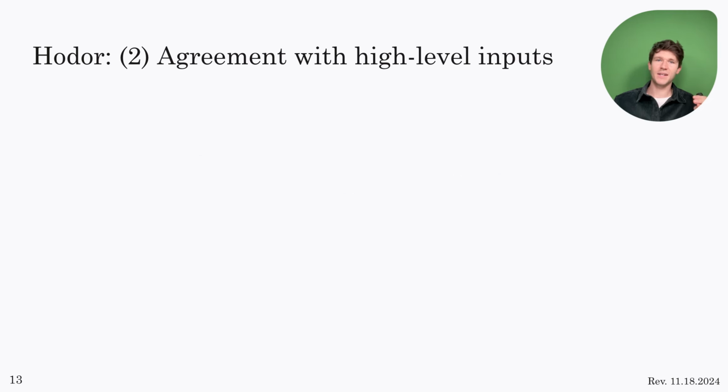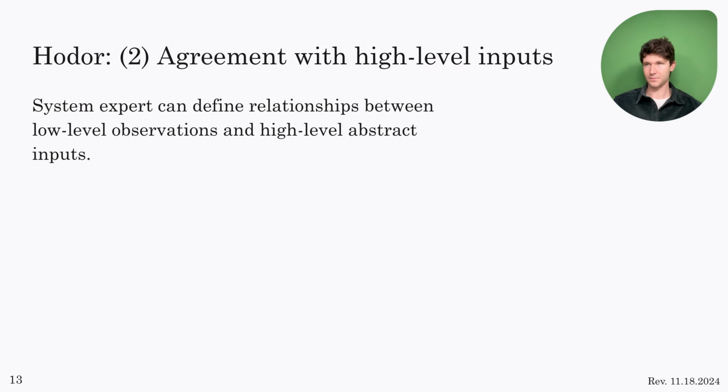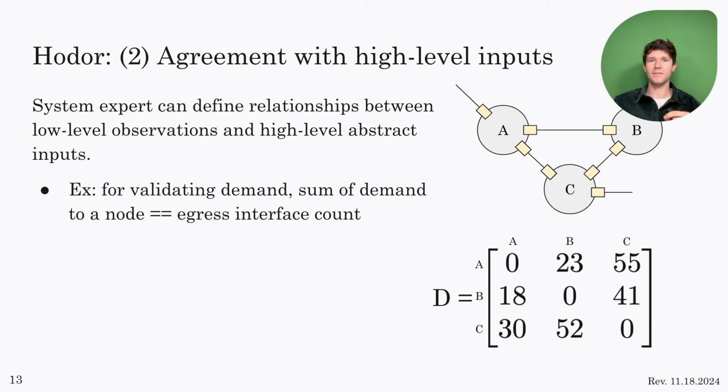Then, with hardened signals in hand, Hodor can continue on to doing actual input validation, checking for expected relationships to hold between these hardened signals and the abstract inputs. So let's consider specifically the case of demand, which is a high-level input to the SDN controller, referring to end-to-end flow counts, regardless of the path taken. In the case of Google, it actually comes from instrumentation directly on the hosts.